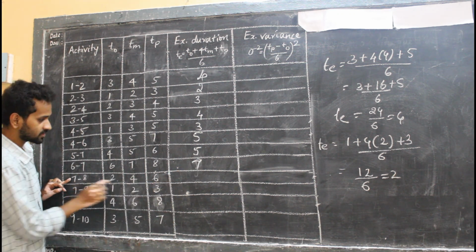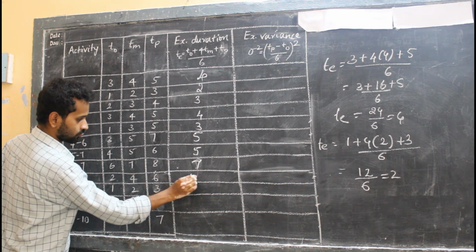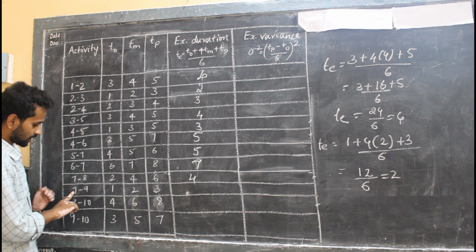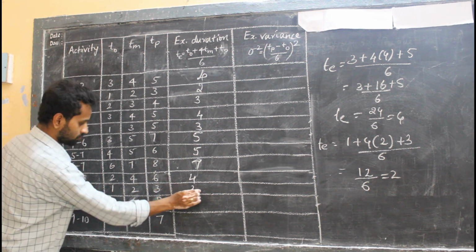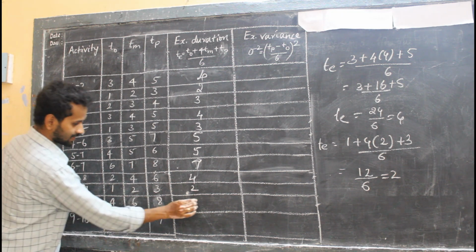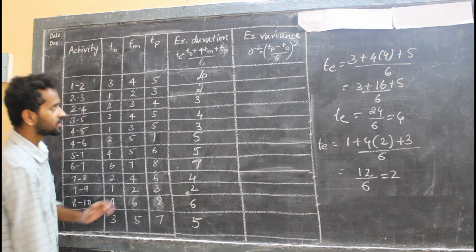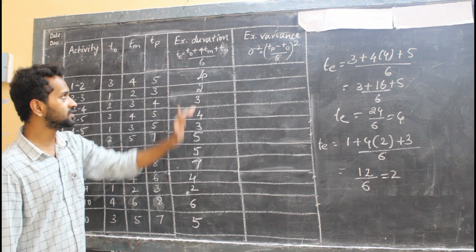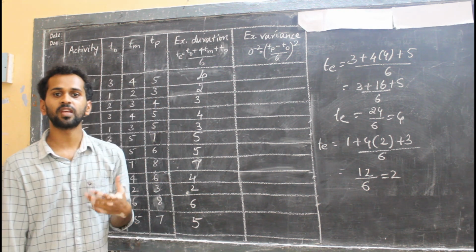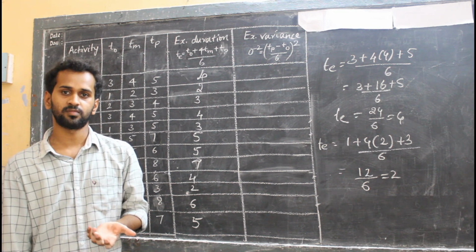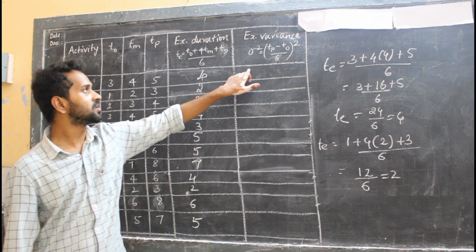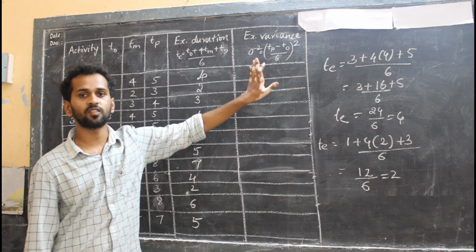For 7 to 8, I am getting 4. For activity 7 to 9, I get 2. For 8 to 10, I am getting 6. For 9 to 10, I am getting 5. So these are my expected durations. These expected durations only I am taking for drawing the network. Is it clear?